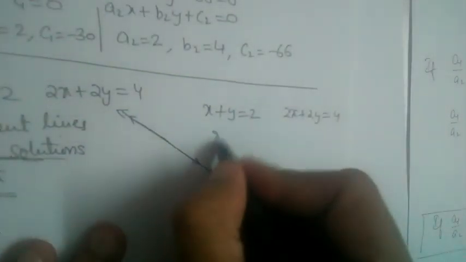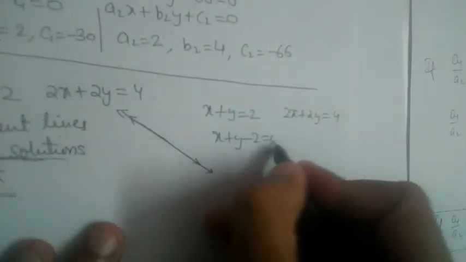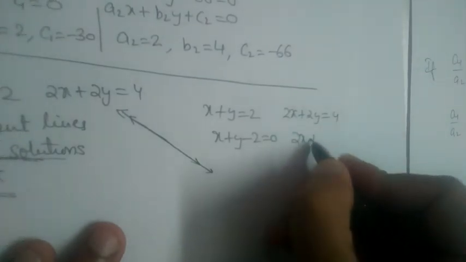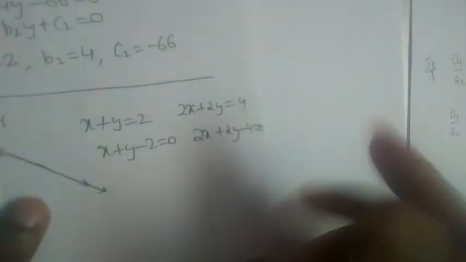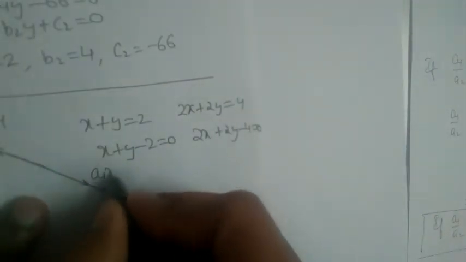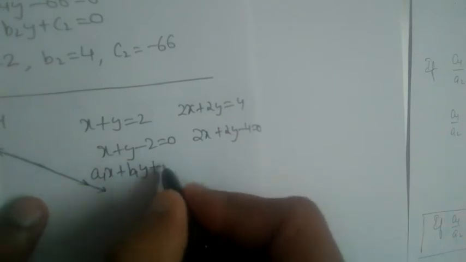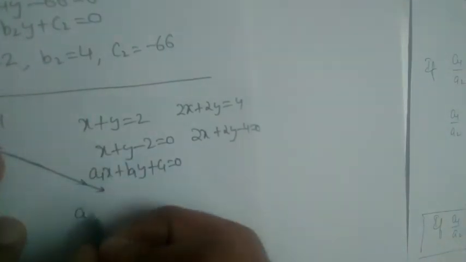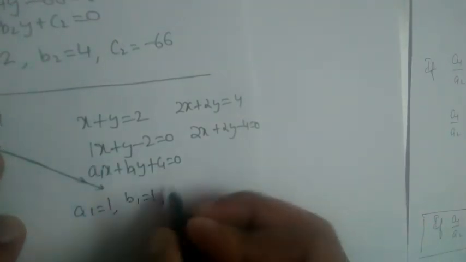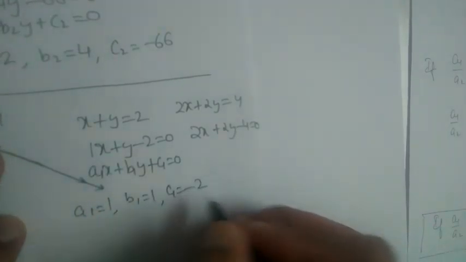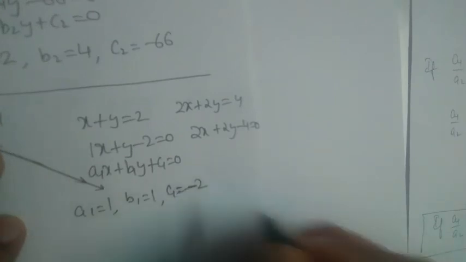Let us send 2 on the other side. We have x plus y minus 2 is equal to 0 and 2x plus 2y minus 4 is equal to 0, right? Okay, now let us write this as a1x plus b1y plus c1 is equal to 0. So what will be a1? a1 will be equal to 1, right? b1 will be equal to 1, c1 will be equal to minus 2.